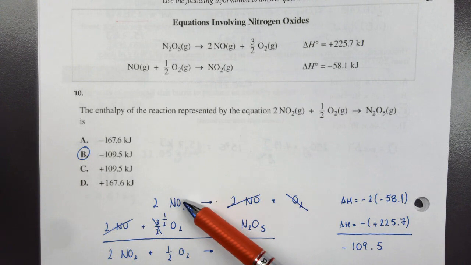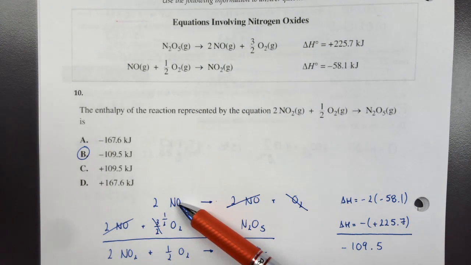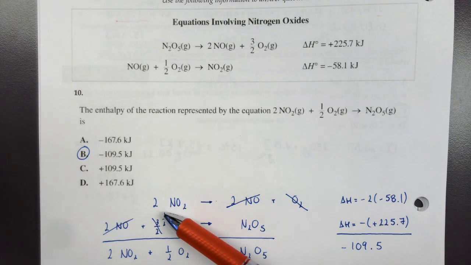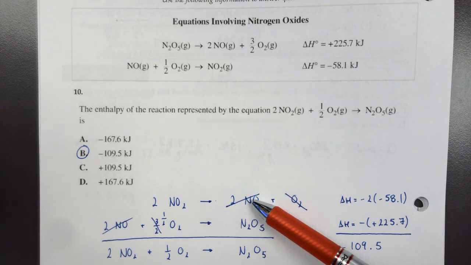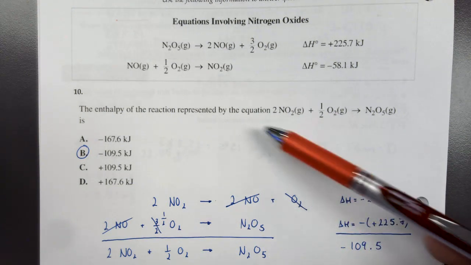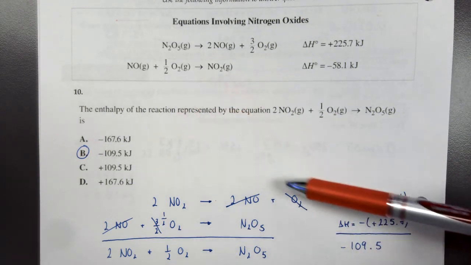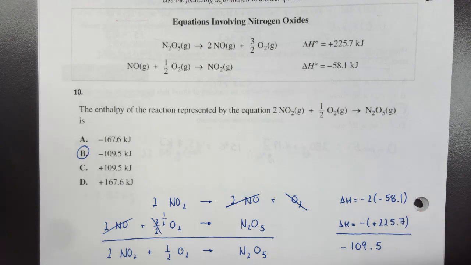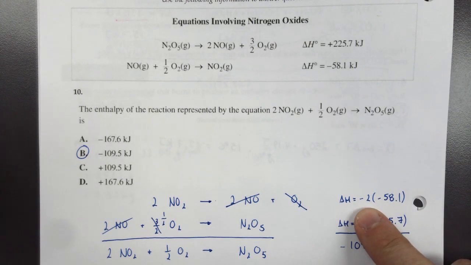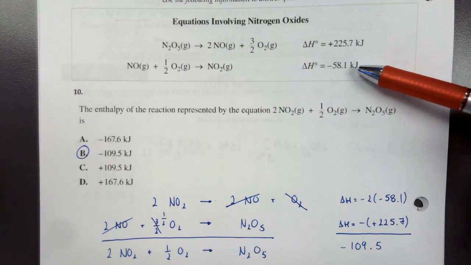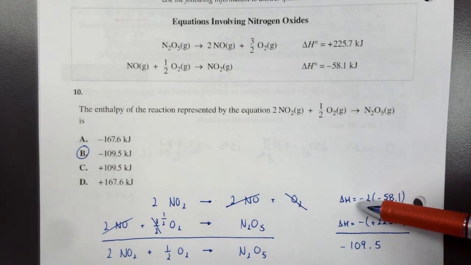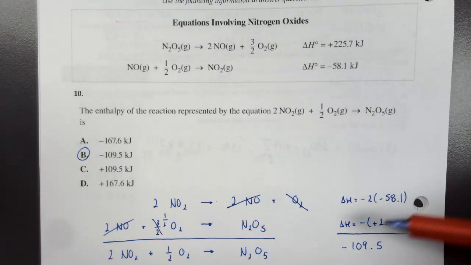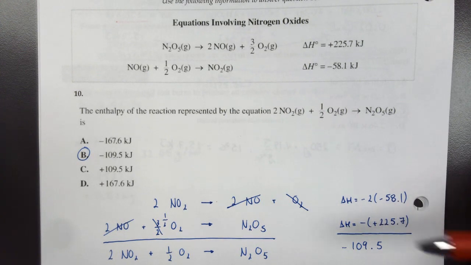That puts the NO2 on the reactant side, and it gives me two of them. So I instead write it as 2NO2 yields 2NO plus O2. Again, doubling a half is going to give me 1 O2. Okay, now I flipped it and I doubled it. So I take that negative 58.1, I times it by a negative to reflect that I've flipped it, and then a 2 to represent that I've doubled it.